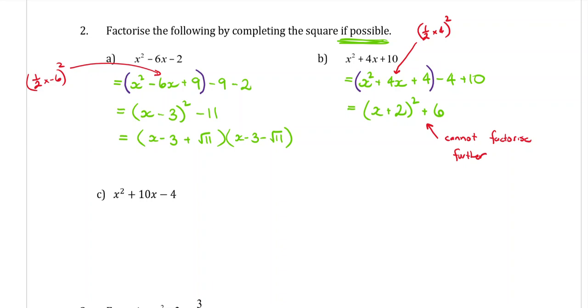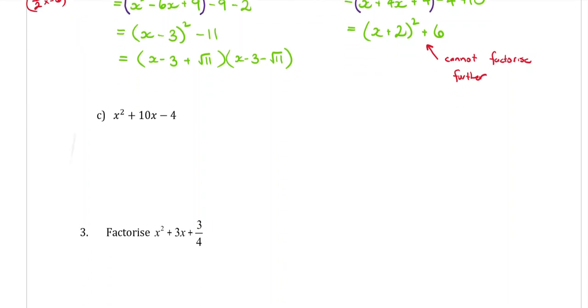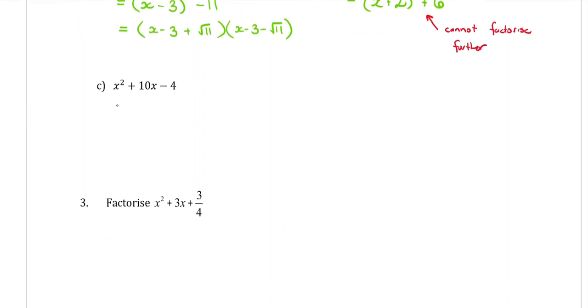All right, going to part C. Let's hope we have better luck with this one. Let's give this method another go. We're going to keep the x squared and the 10x. We are going to take that 10 and we're going to half the 10 and square it. Half of 10 is 5. 5 squared is 25. So we're going to go plus 25, but subtract it back off again and put the minus 4 on the end. The first 3 terms make a perfect square, which will factorize to be x plus 5 in brackets all squared.